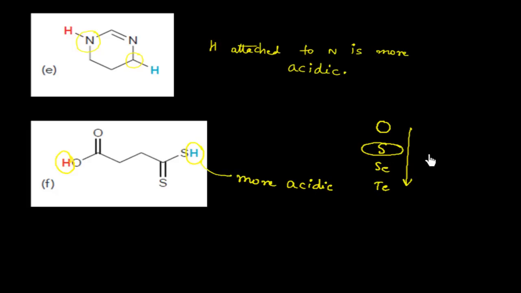So if you are going down the group, we have to look at the size. If you are going across the period, we have to look at the electronegativity.